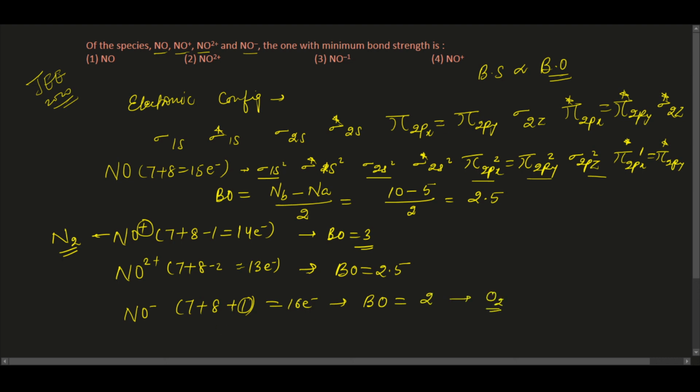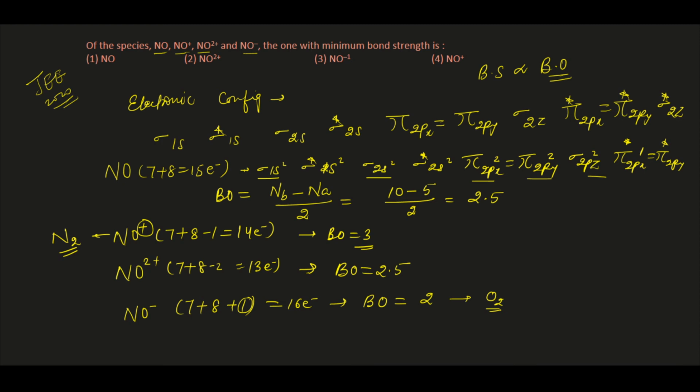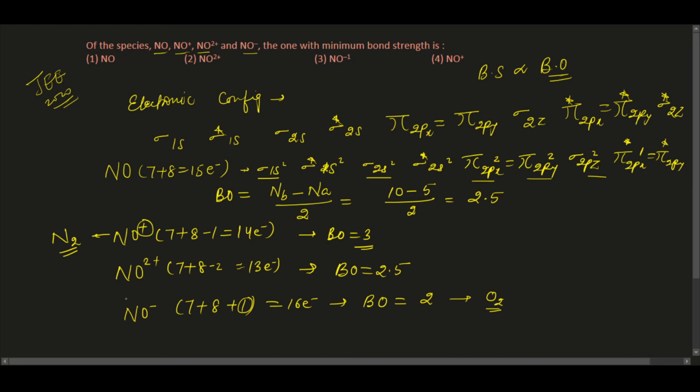So we got all the bond orders, and we can see from here that the bond order of NO- is 2, that is minimum. So the bond order, or you can say bond strength, of NO- is the minimum, and this is our answer. So hope this answered the question.